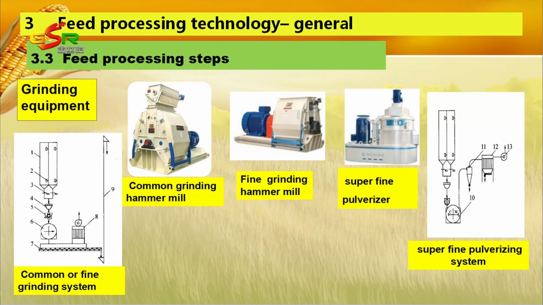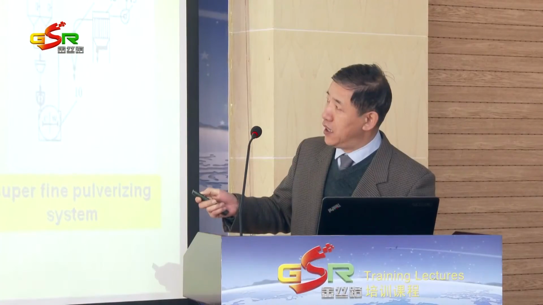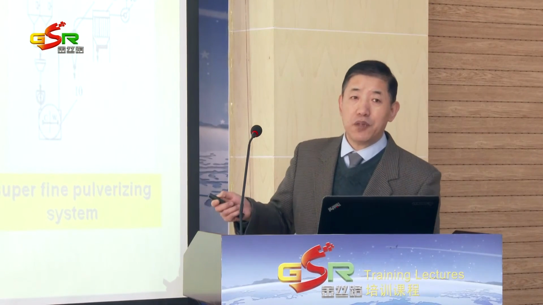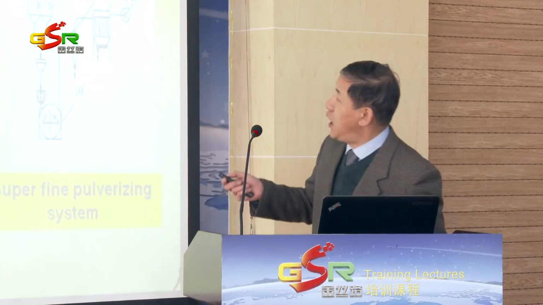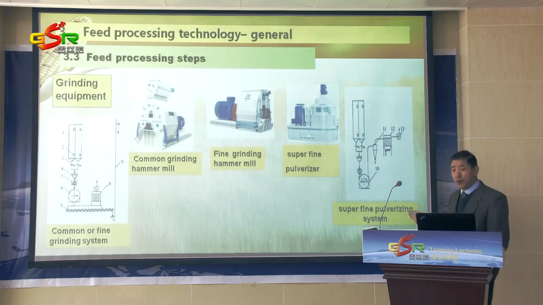And the main three kinds of grinders. The common grinder is the hammer mill. You can see this is a feeder, this is a grinder, a motor, and there's an open door for repair. And this is a fine grinder hammer mill. The fine grinding hammer mill has more hammers and a smaller clearance between the hammer tips and screens. And the superfine pulverizer is a vertical equipment. Okay, that's all for today.